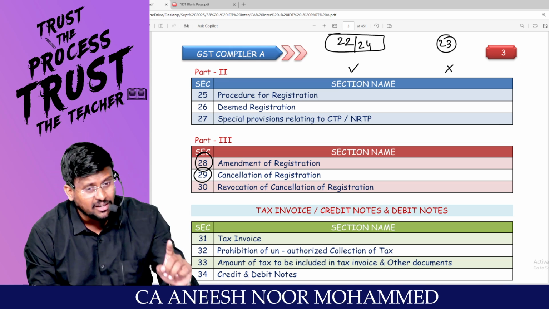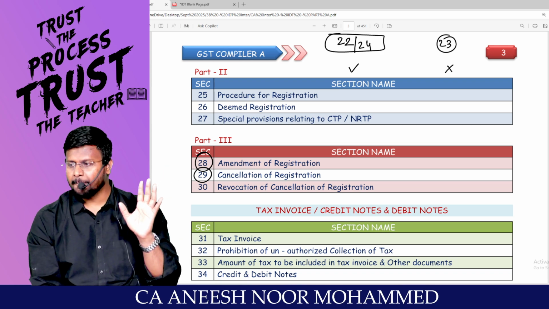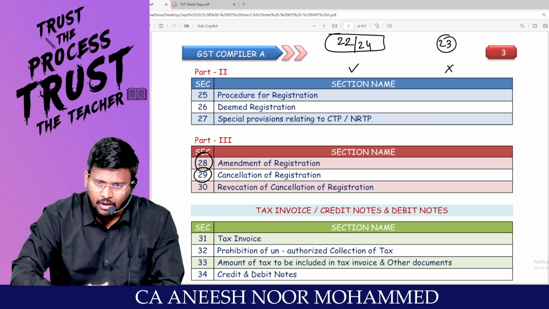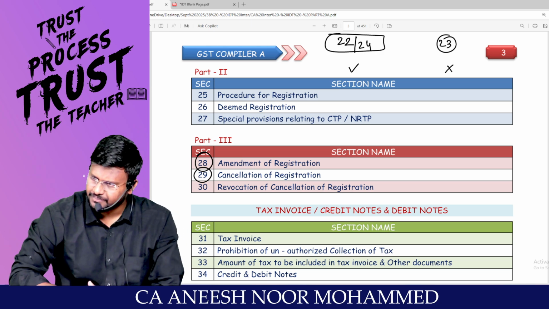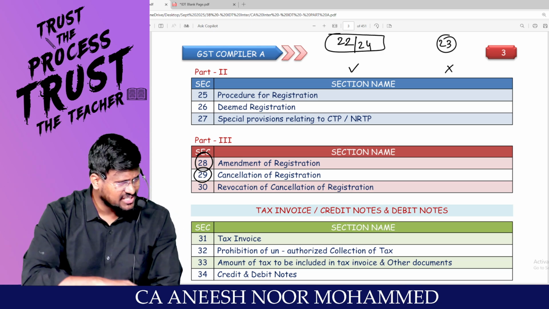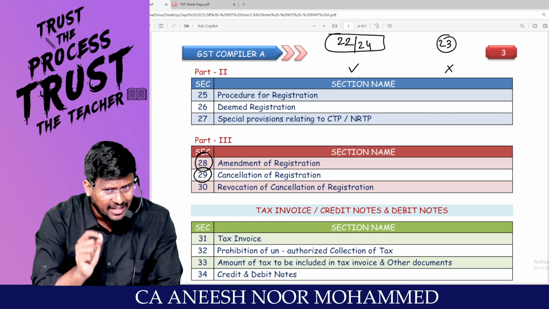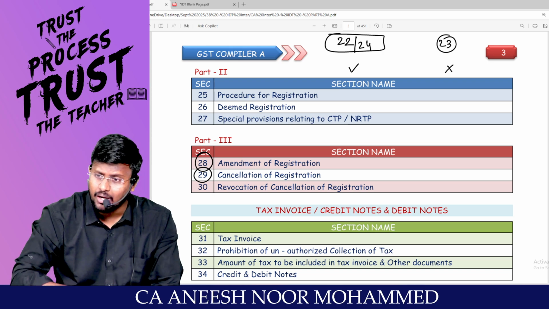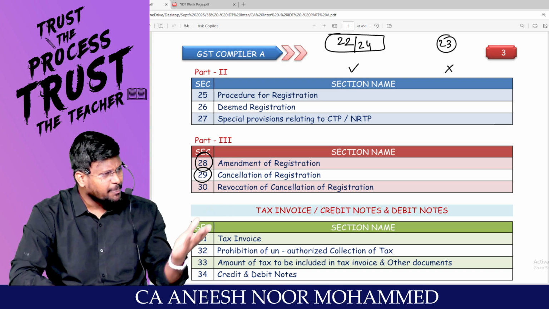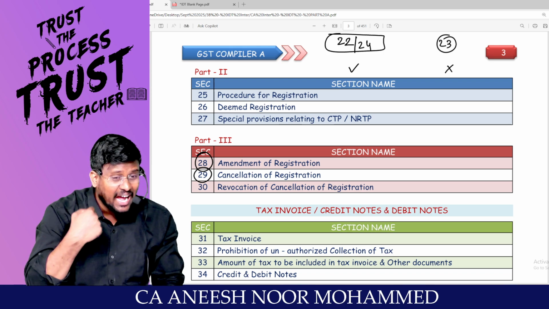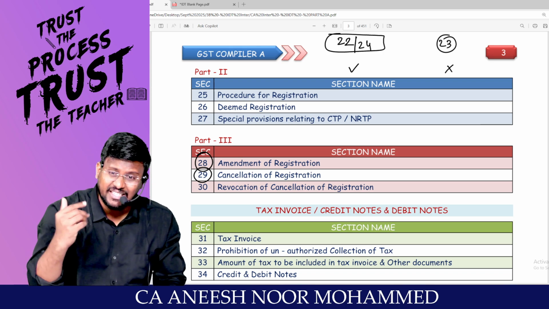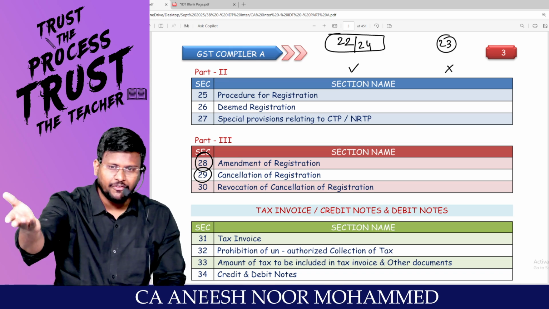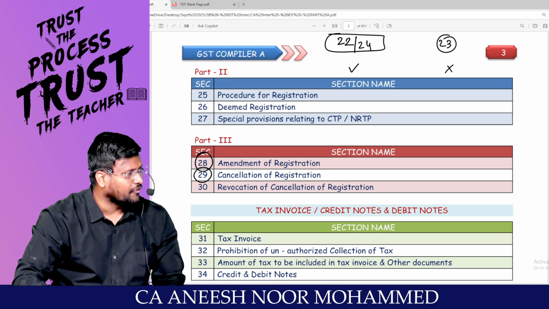Sir, I have not filed the return for continuous 6 months. The proper officer is thinking that if you are not filing the return after you have taken the registration either under section 22 or 24, for what purpose are you having registration? I am cancelling your registration. Who is saying this? The proper officer, the GST officer is saying.